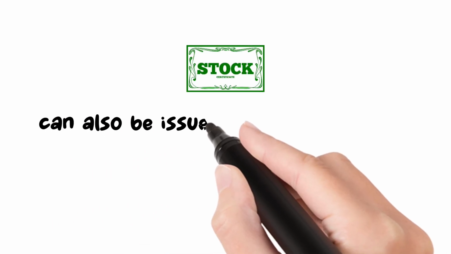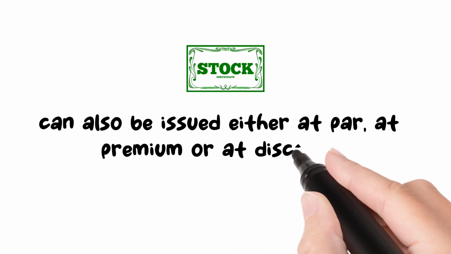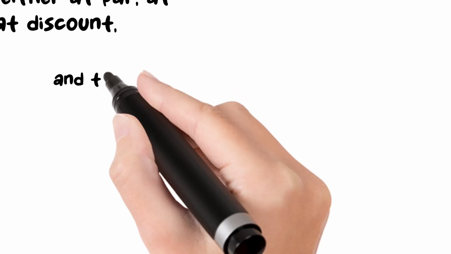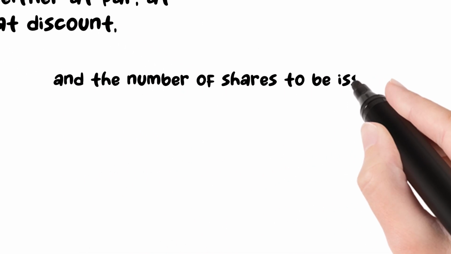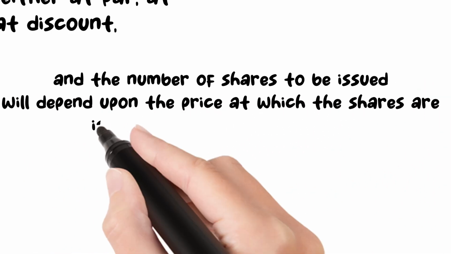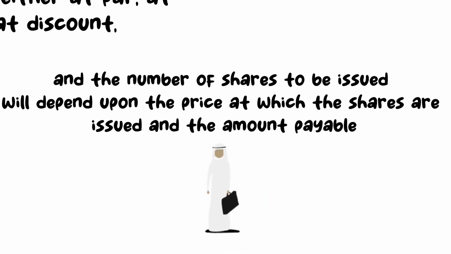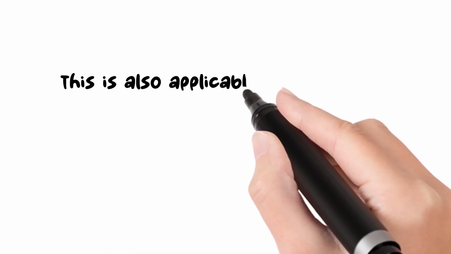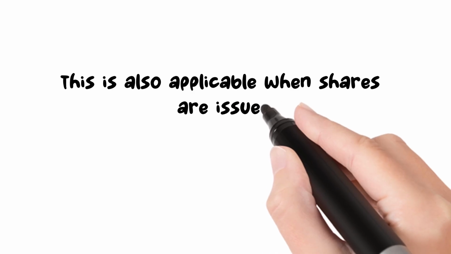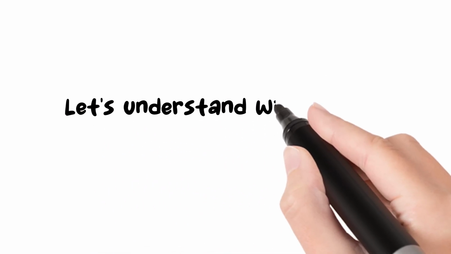These shares can also be issued either at par, at premium, or at discount. And the number of shares to be issued will depend upon the price at which the shares are issued and the amount payable to the vendor. This is also applicable when shares are issued to promoters. Let's understand with a simple example.